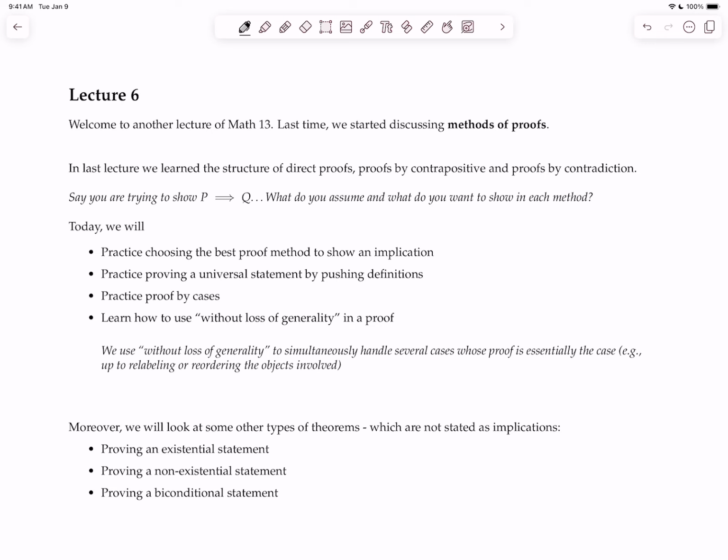So I'm going to do this in, I think, 2 parts. The first part, we're going to focus on practicing choosing the best proof method. So we're going to practice when do we want to use direct, when do we use contrapositive, contradiction, and we're also going to do proof by cases and also a biconditional proof. And then in the next part, we'll do proofs using pushing definitions and also existential and non-existential proofs. So that'll be part 2. All right, so let's just go ahead and get started.